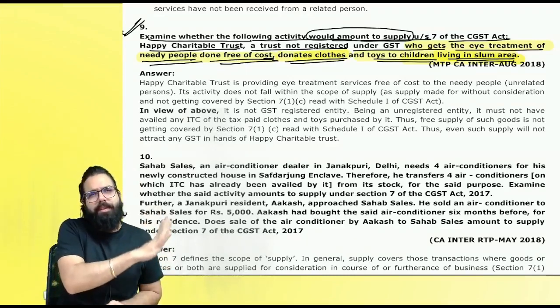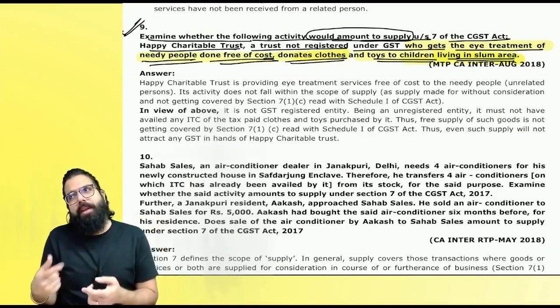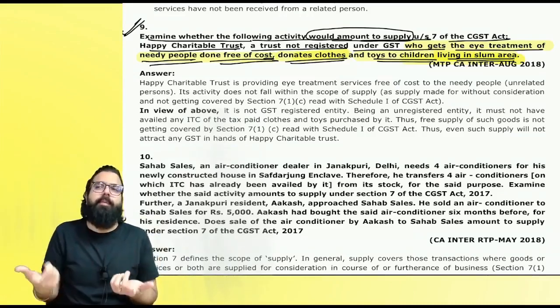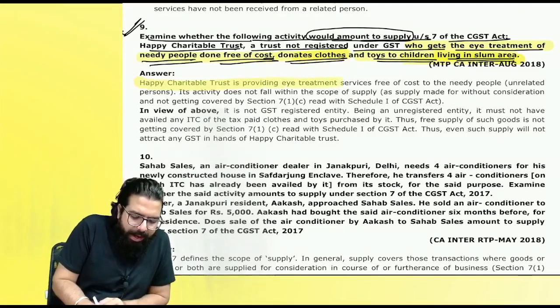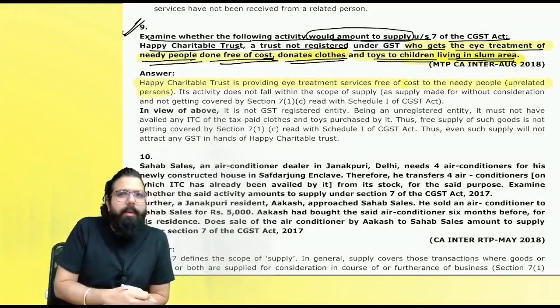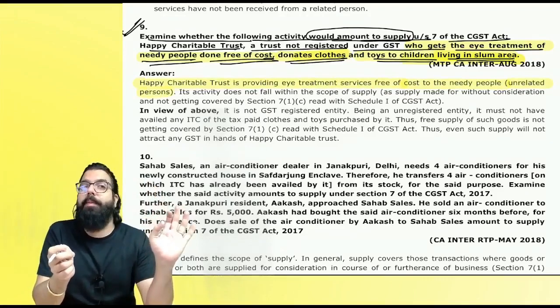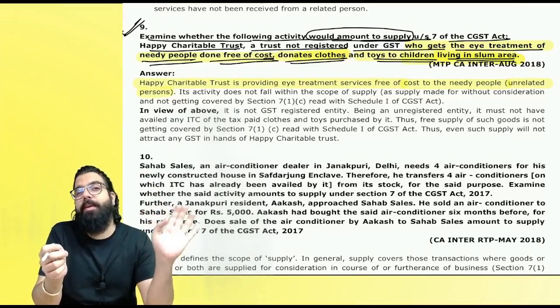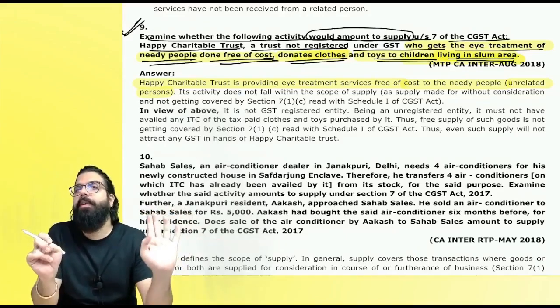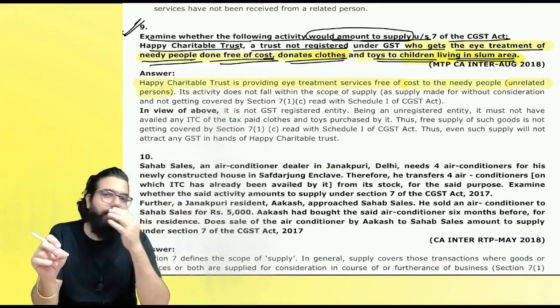Permanent transfer of business asset on which ITC has been availed. So the question which is given is completely from the assumption point of view. Let's read. Happy Charitable is providing eye treatment free of cost to needy people, unrelated persons. When you are doing eye treatment, supply between related persons without consideration can be considered as supply. They are doing eye treatment for needy people. Are they related persons? No. So is it falling in section 71C, paragraph 2, supply?